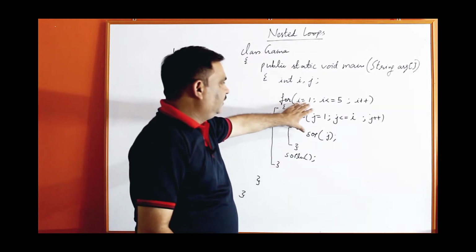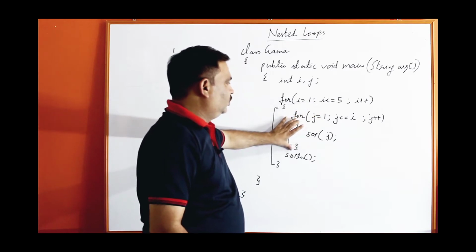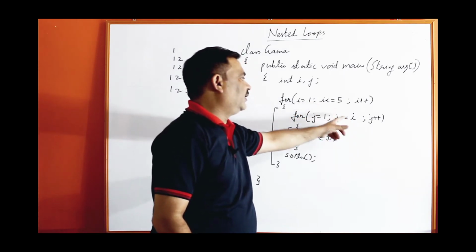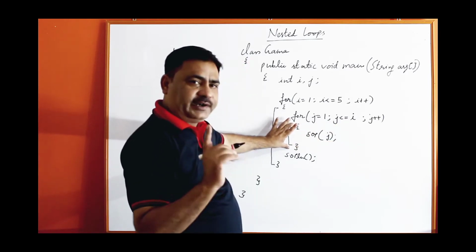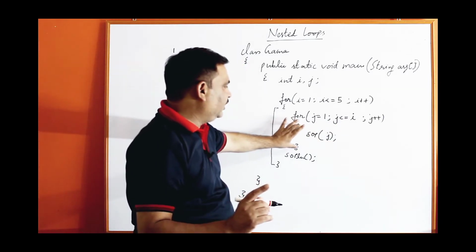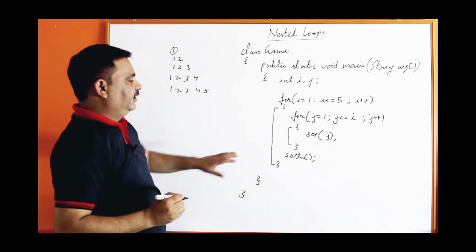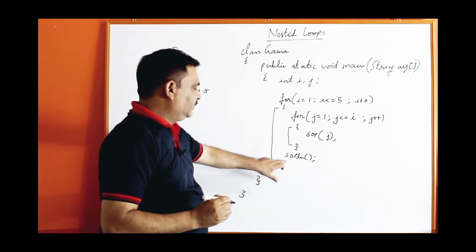i is 1, the condition is true. This loop will execute from 1 to 1 because i is 1 here. So from 1 to 1, only one time this loop will execute, it will print only 1 and then the line will be changed. So first of all this one will be printed and the line will be changed.